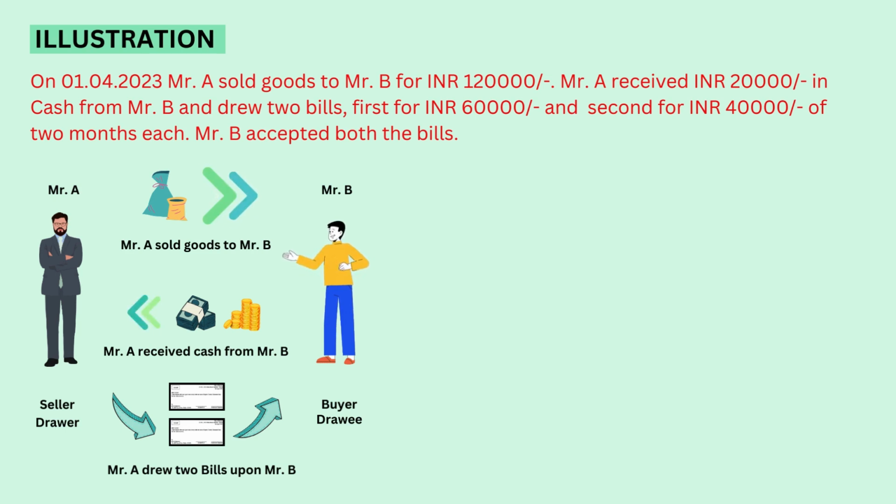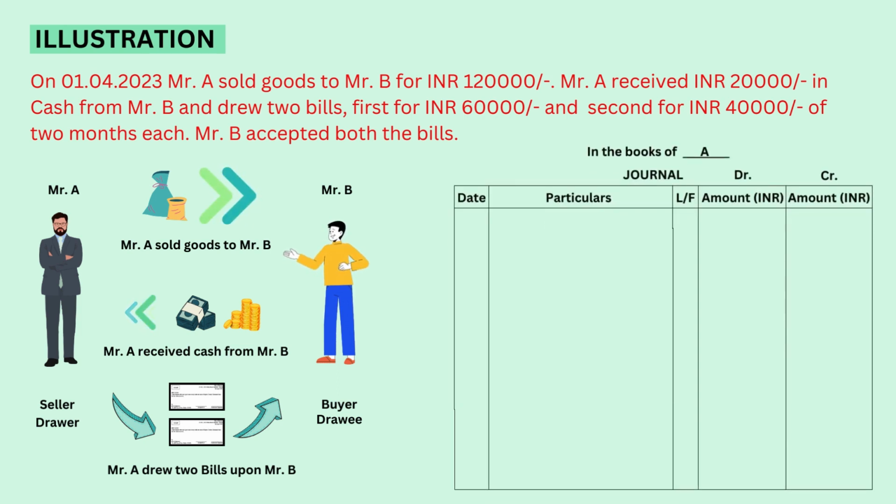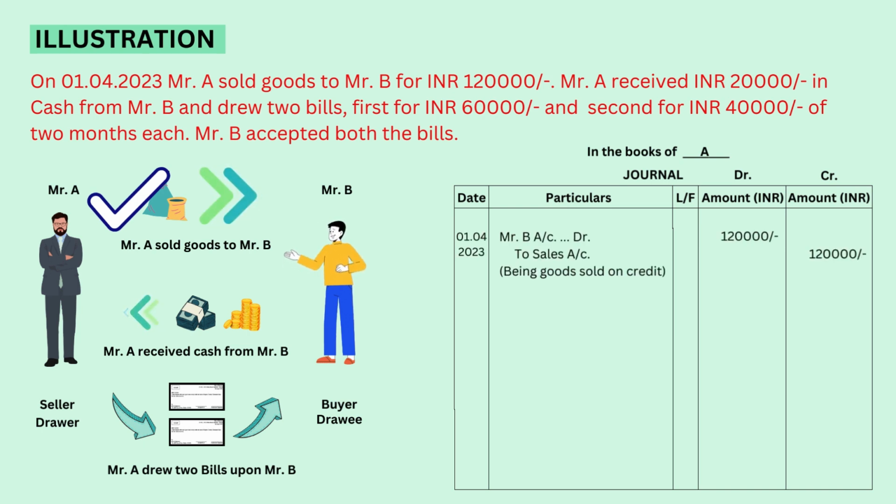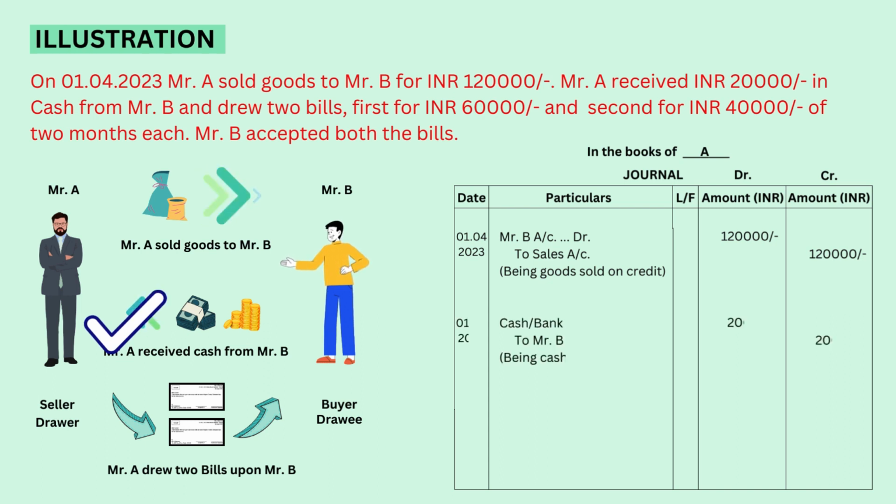Now the journal entries. First we shall see the journal entries in the books of the drawer, that is Mr. A. For goods sold, the journal will be Mr. B account debit to sales account, Rs 1,20,000. Then for cash received, cash or bank account debit to Mr. B account, and the amount will be Rs 20,000.